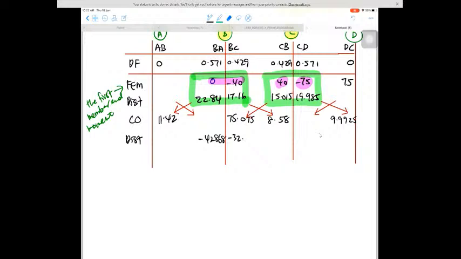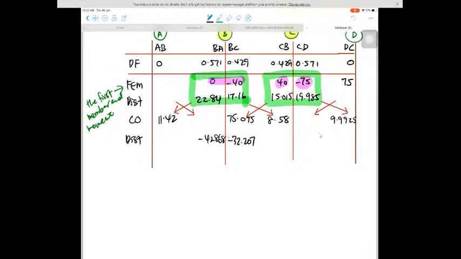Okay, it is 32.207, the right value. The negative, it is negative 32.207. Okay, we have settled joint B. We have distributed the moment, and we move to joint C.